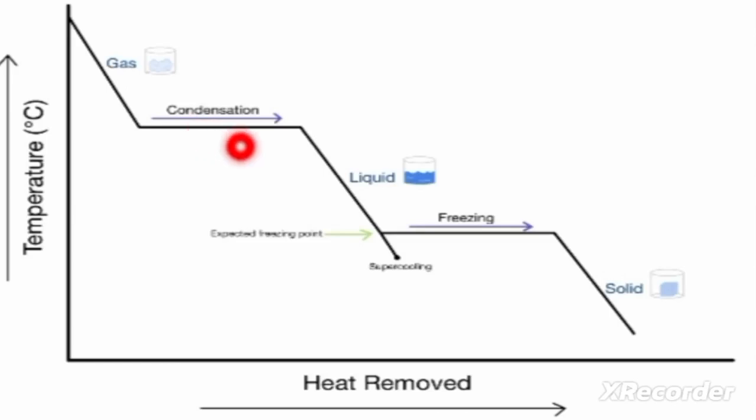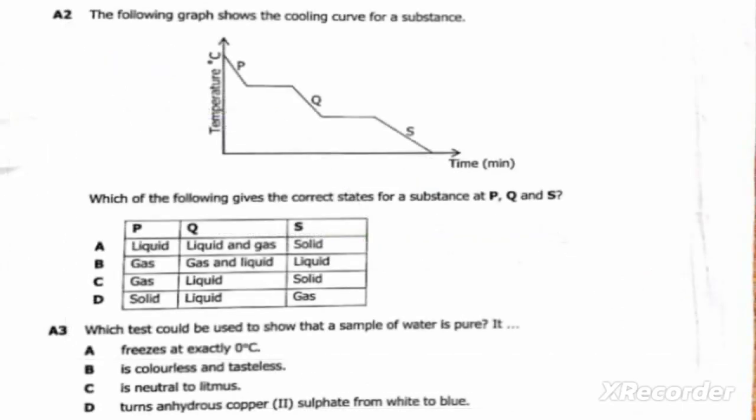The condensation process helps gas to change from the gas state to liquid. Then the freezing process helps liquid to change from liquid to solid. So therefore, our correct answer is C. We shift to the next question.